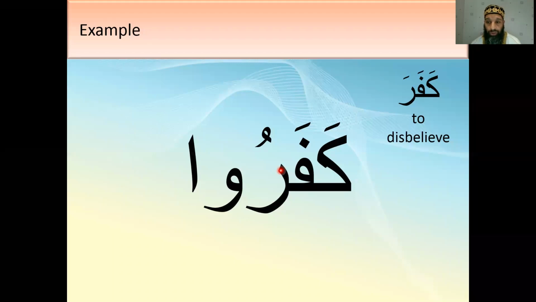Somebody's asking, how would you know if waw is part of the verb? You'll only know that if you know the meaning, if you know the verb. So if you know the verb wajada means to find, then you will know that waw doesn't mean and, it's part of the verb. So you'll have to just learn that. Kafaru, they all disbelieved. That's literally what kafaru means.